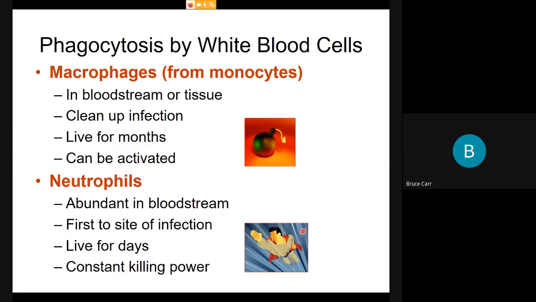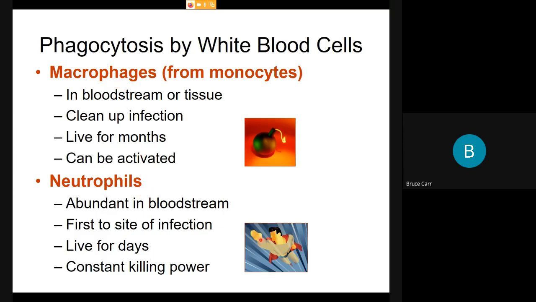White blood cells work by phagocytosis, a type of endocytosis that is seen especially in macrophages and neutrophils, our top killers. Macrophages are in the bloodstream or the tissue that can clean up, recognize, aggregate, clean up infection. They live for months, and they can be activated by a number of other elements of the immune system. So the reaction of B cells, of T cells, of other elements, complement fixation, all of those can make the macrophages more numerous and more active.